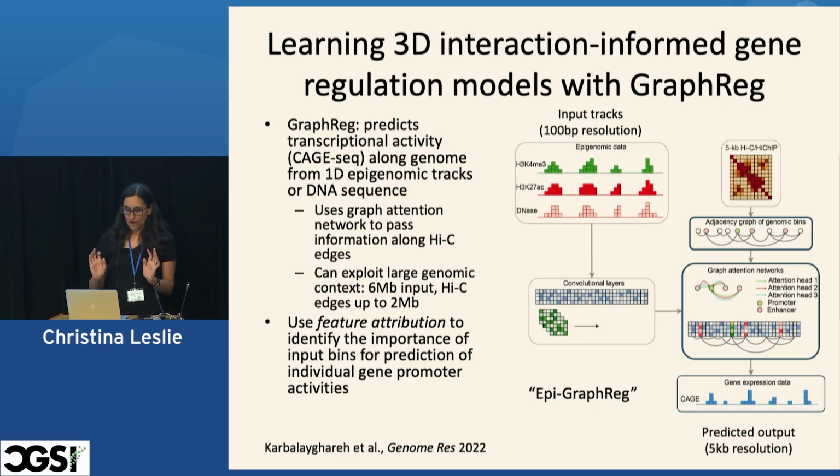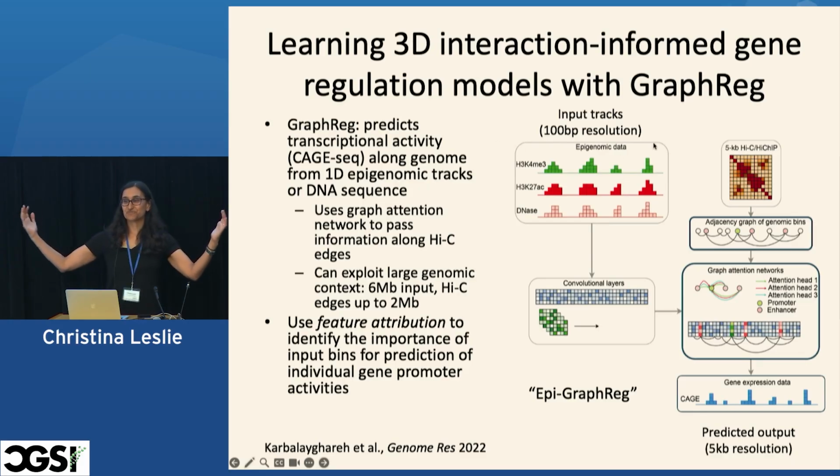There are 2 flavors of GraphReg. One takes epigenomic inputs, so some histone marks, and chromatin accessibility. We were using DNase instead of ATAC. And the output is CAGE. CAGE is a 5' protocol, so it tells you which transcription start sites are being used and quantifies the expression of these at the 5' end. Okay, so first version, we have these.